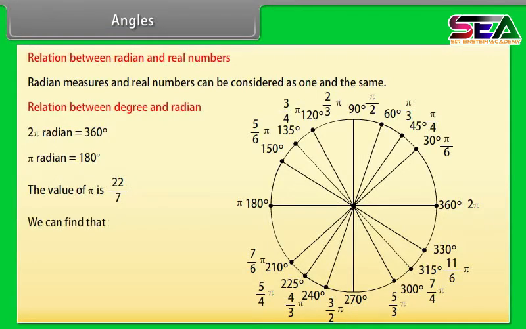We can find that 1 radian is equal to 57 degrees 16 minutes, and 1 degree is equal to 0.01746 radian.